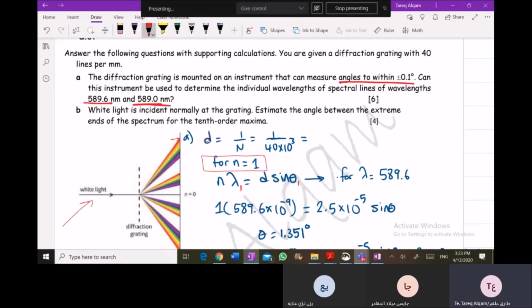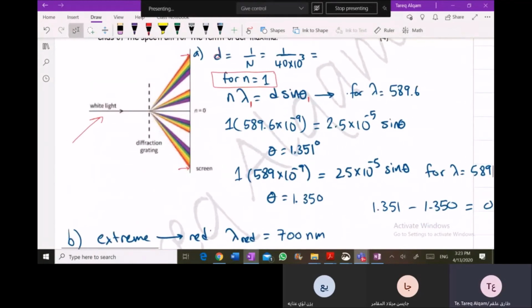The difference between their angular position, for the same order. I may select the first order or second order or third order. I want to check if this angular position, or the difference between the angular positions for the same order, can be measured using this instrument.